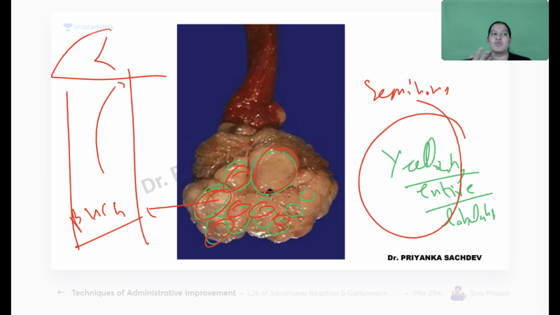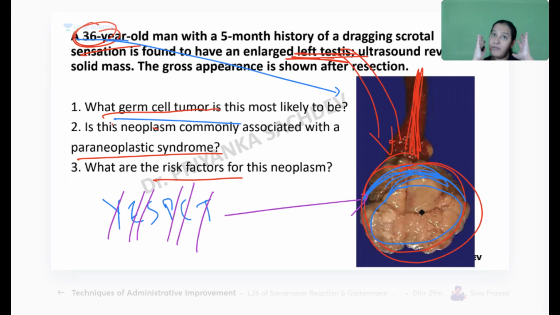Now look at how many questions we can frame on the same image. The image will remain the same; I will change the question. The simplest question is diagnosis. If the diagnosis is made, you can answer the rest. If the diagnosis itself is not made, how will you answer the rest? Second question, paraneoplastic syndrome. Third question, risk factors. Others I can also frame: what is the mutation? Name the mutation of this tumor. First identify the tumor. The mutation is KIT and OCT. OCT and KIT are the genes which are mutated in seminoma.